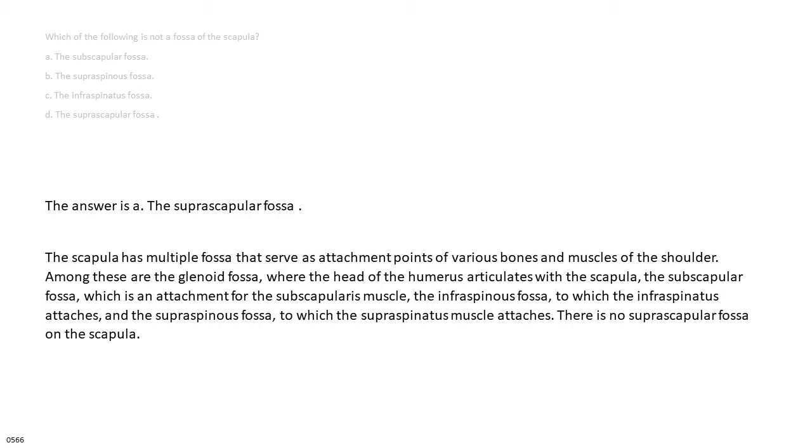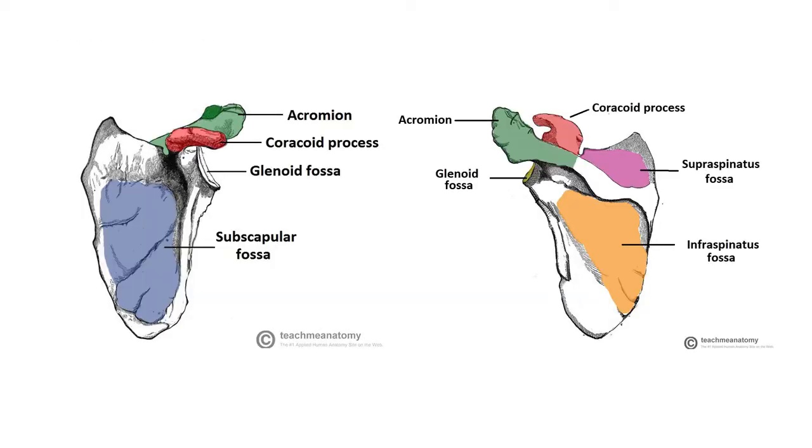is an attachment for the subscapularis muscle, the infraspinous fossa, to which the infraspinatus attaches, and the supraspinous fossa, to which the supraspinatus muscle attaches. There is no suprascapular fossa on the scapula.